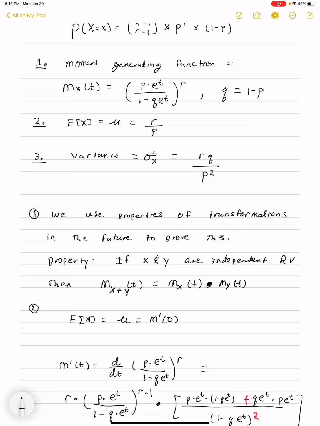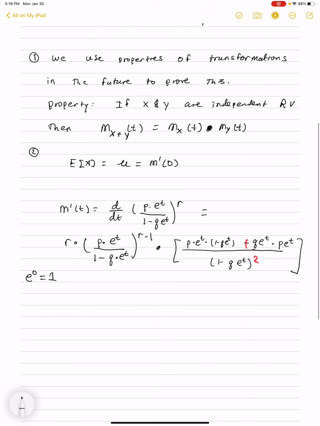And this tells us that the moment generating function of a negative binomial is related to a geometric. In fact, it is just repeating a geometric distribution r times. And when we think about the random variable being the number of trials until observing r successes, that is exactly repeating the geometric distribution r times.